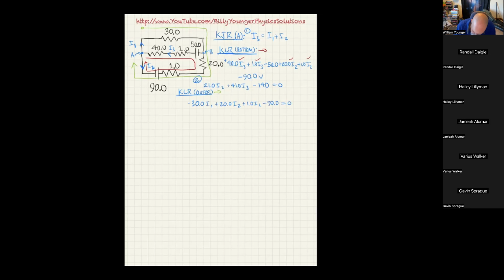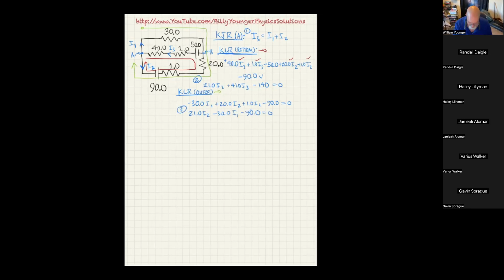And now I'm going to simplify it and combine like terms, in other words. So I've got 30 I1, I've got 21 I2. So I'm going to say 21.0 I2 minus 30.0 I1 minus 90.0 is equal to 0. And that's going to be equation 3.